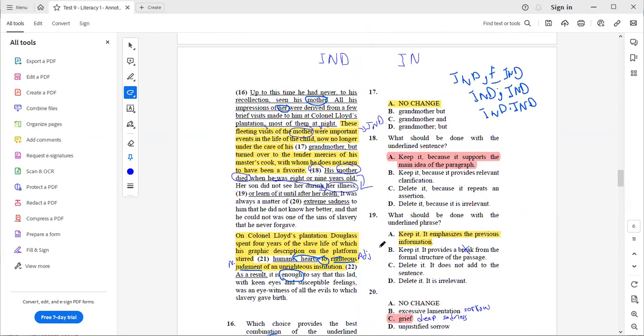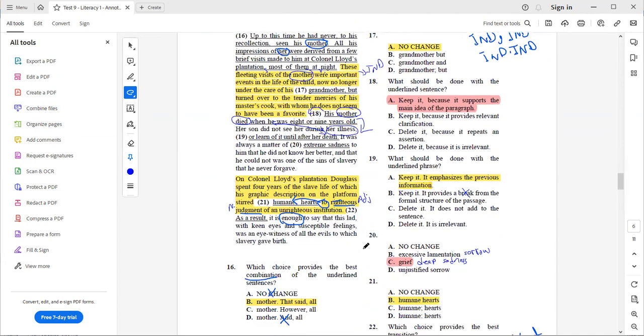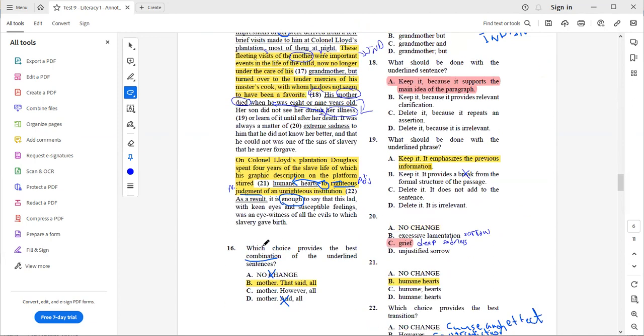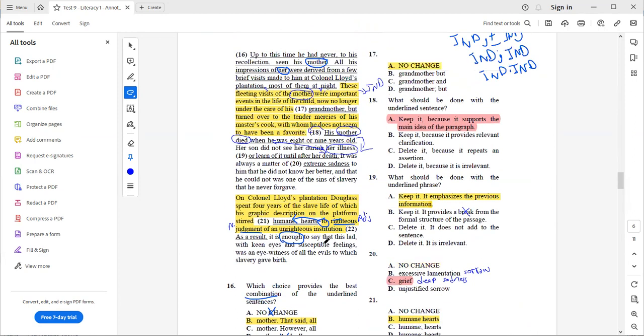Moving on, number 16, I'm sorry, 16. Which choice provides the best combination of the underlying sentences? Before you start, let me tell you something. As you can see here, he gave you two sentences, and they are right, but he needs to combine them together to make them easier to read. Okay? So, may you read, please?